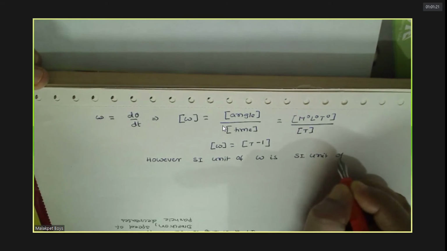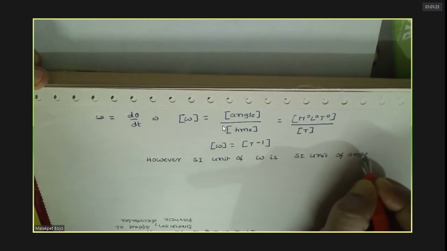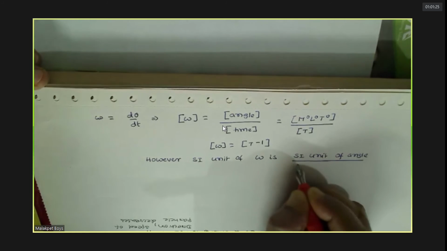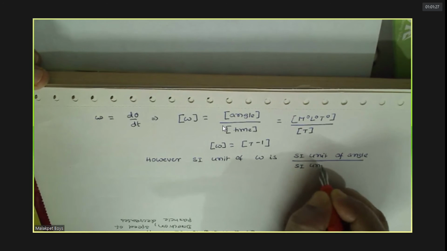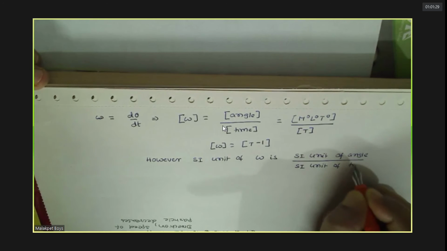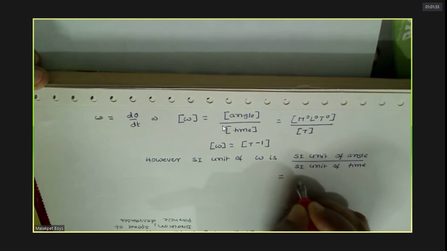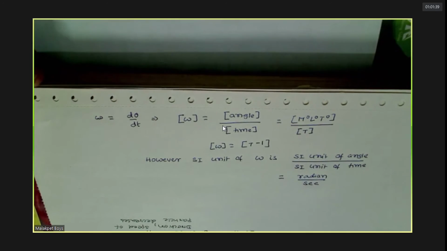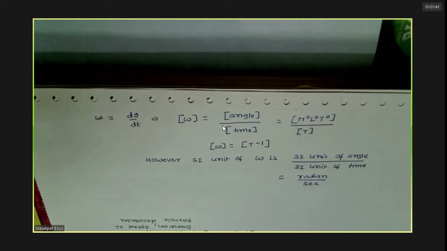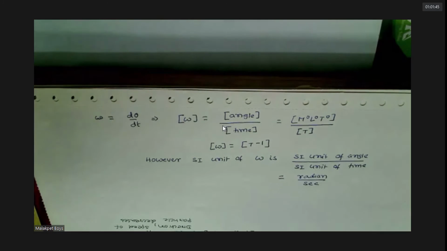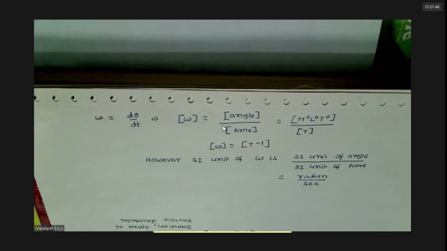SI unit of angle by SI unit of time. So that is nothing but radian per second. Understood the story? Is it clear or not? Clear, sir. Shall I turn this?